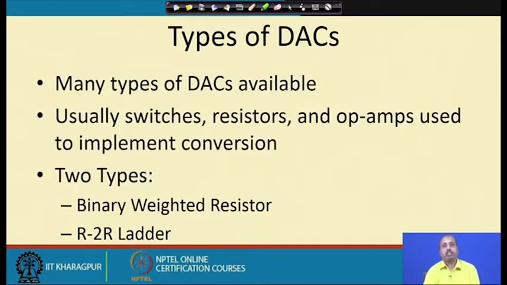Now, if you look into these digital to analog converters, there are many types of DACs available, and they usually use switches, resistances and operational amplifiers to do this conversion. We will be looking into two types of DAC. One is known as binary weighted resistor and the other is the R2R ladder type resistor. As I said, the main components of a DAC are switches, resistances and some operational amplifiers. They will be used for getting the analog output.